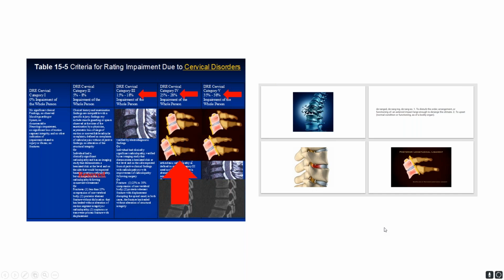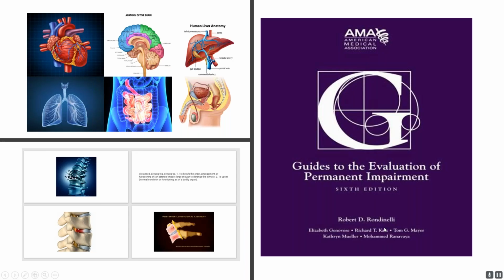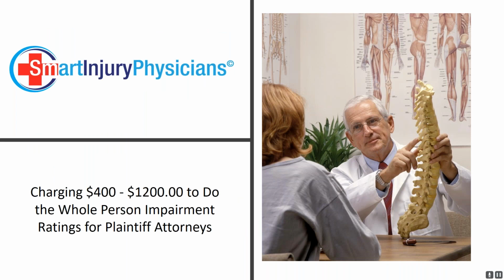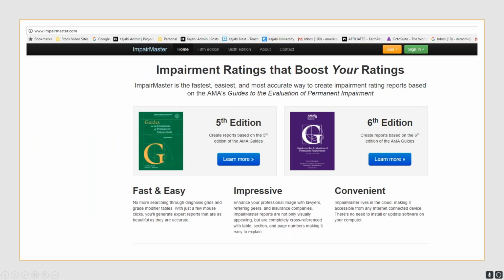Just that easy. Now, some providers say, well, look, I want to use the 6th edition. Okay, we'll use the 6th edition. The lazy way to use the 6th edition, I'm going to tell you right now, is to just use ImpairMaster. Now, nobody gets credit at Spinal Kinetics for referring people to ImpairMaster.com. It's a program that you use, I think it's $47 or $49 a month. I happen to love it.